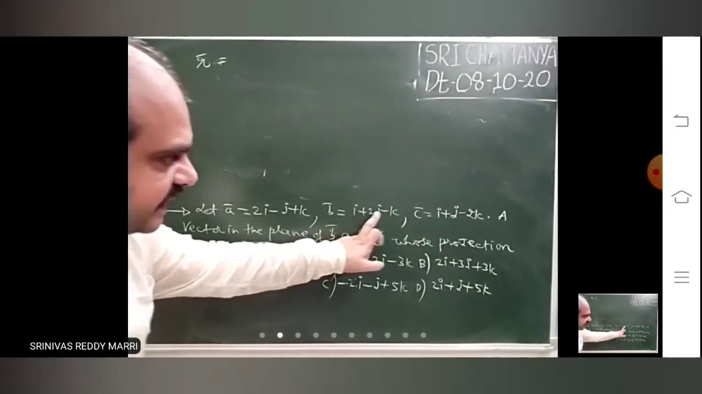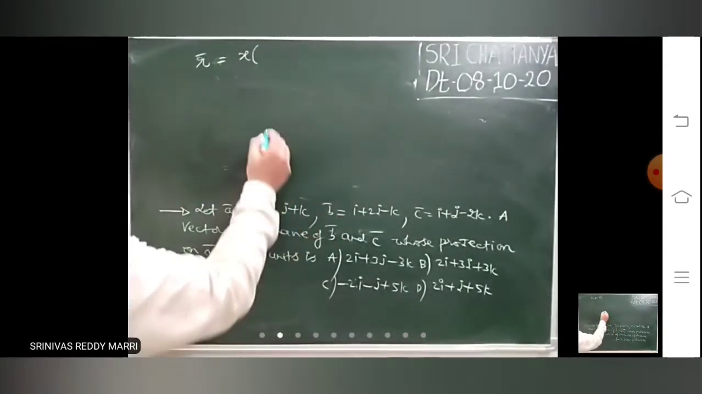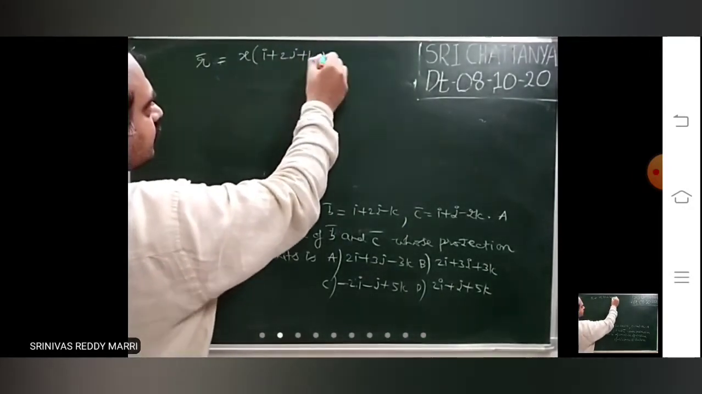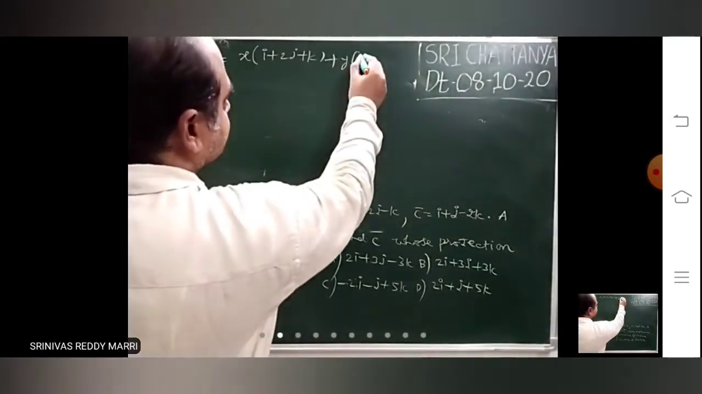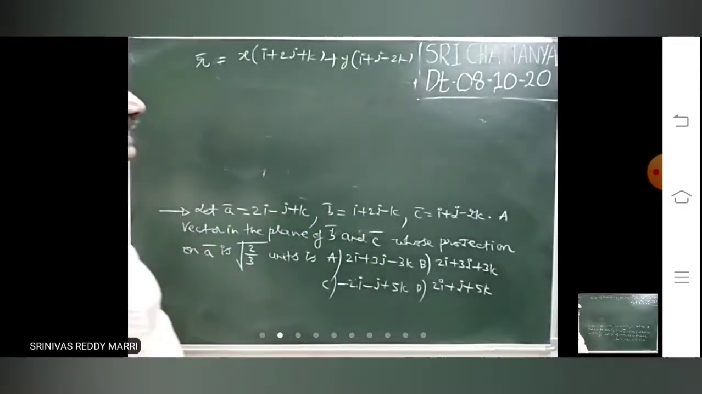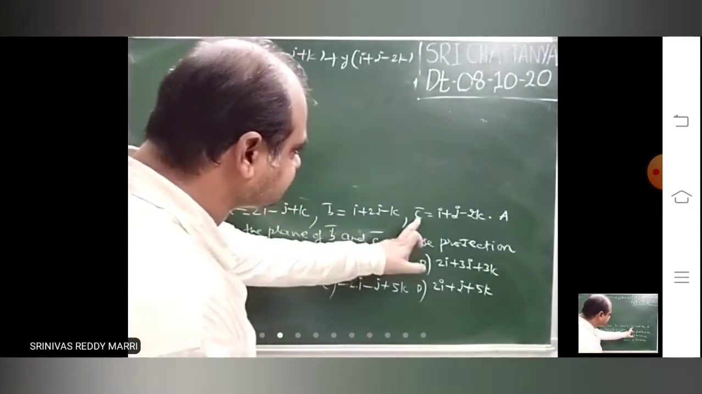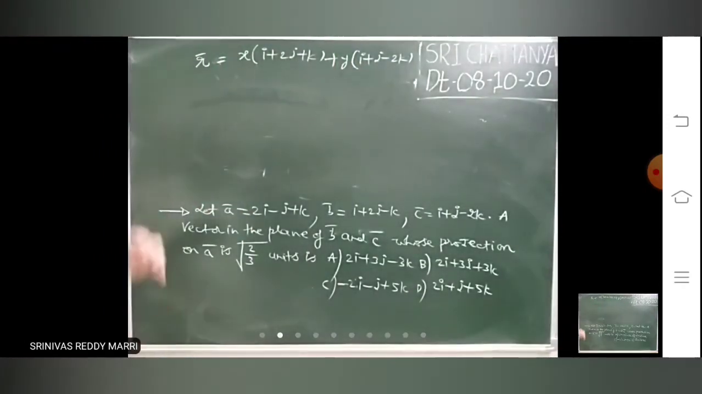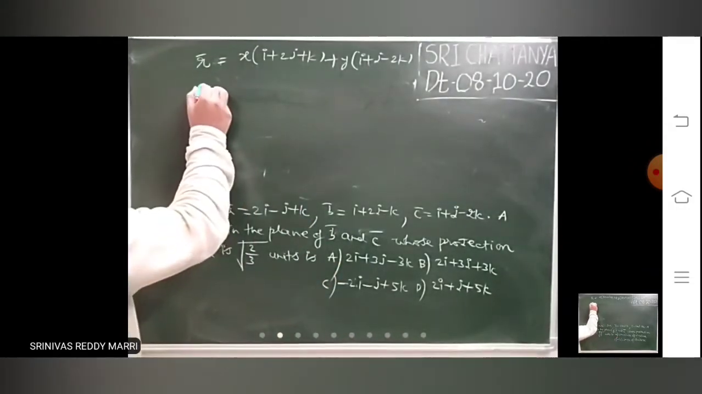Any vector which lies in the same plane as b bar and c bar can be taken like this: x into one vector plus y into another vector. A vector which lies in the plane of two vectors can be taken as r bar equals x into one vector plus y into another vector. We will take it like this. Now if you find x and y, you will get r bar. That is in your answers.